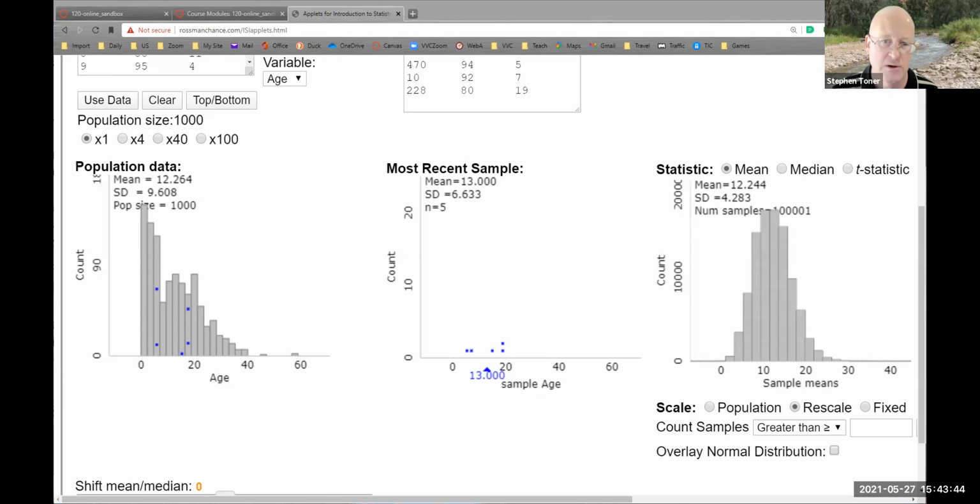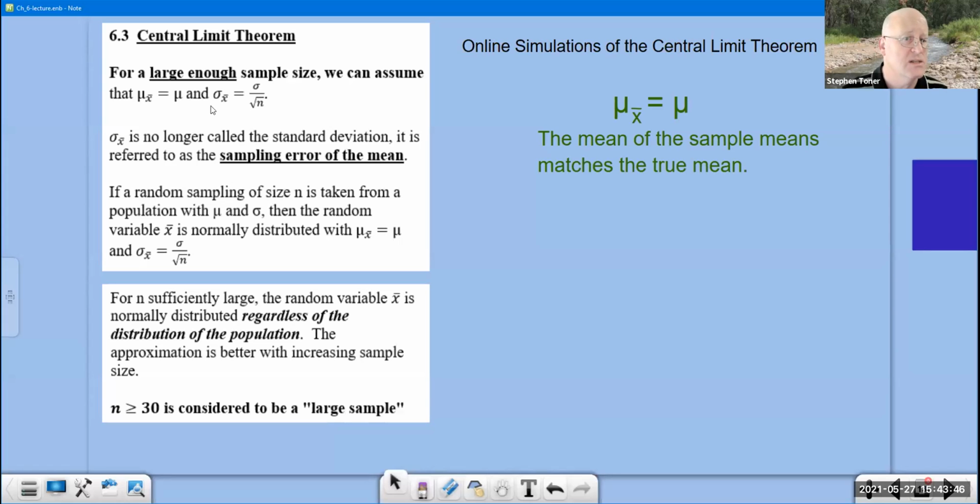Now going back here to our notes, it also says sigma subscript x bar equals sigma divided by root n. And this sigma subscript x bar is no longer called the standard deviation. When we divide by the square root of n, it has a new name called the sampling error of the mean. And we're saying if a random variable, like the age of our pennies of size n, is taken from a population with mu and sigma, then the random variable x bar is normally distributed.